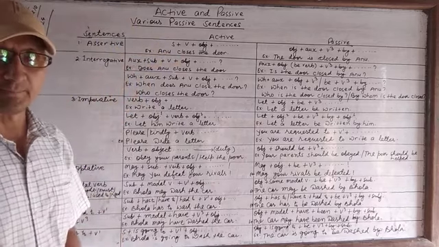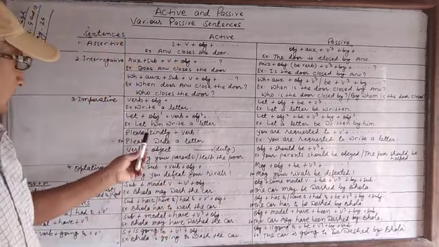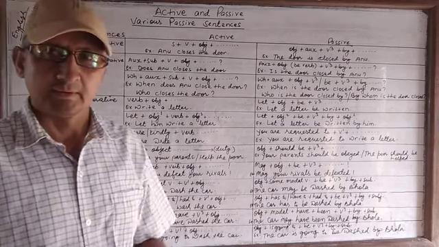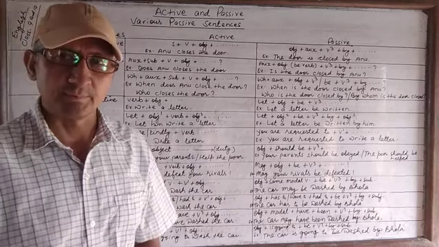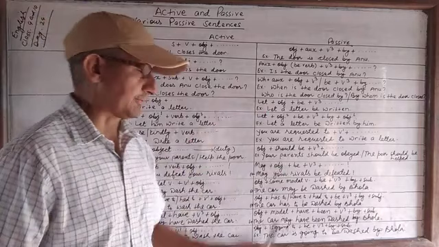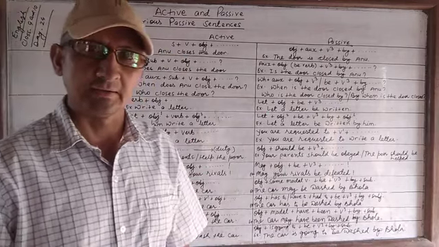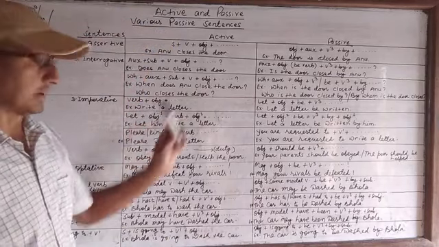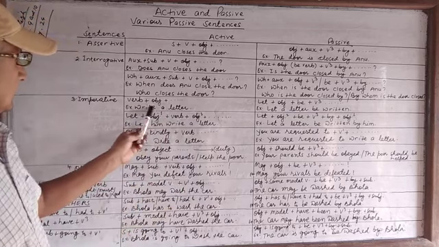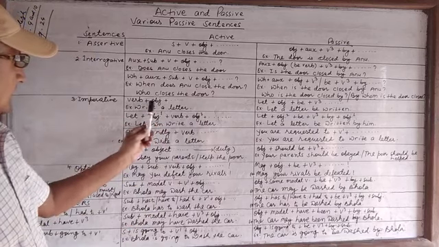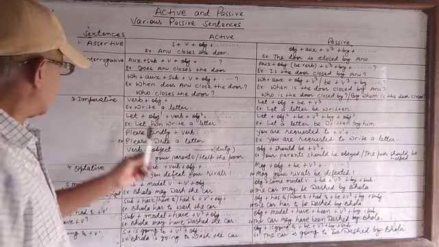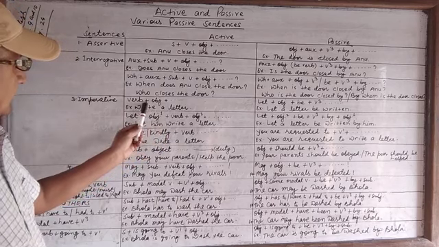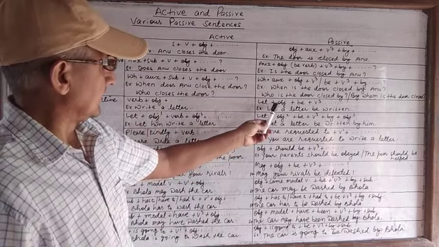Now, imperative sentences. There are different forms of imperative sentences. Let's see how the different structures of imperative sentences are changed into different structures in passive sentences. First, verb plus object plus other words. Example: write a letter. Write is the verb, a letter is the object. Verb plus object is one structure of an imperative sentence. We can change this structure into passive in this way.